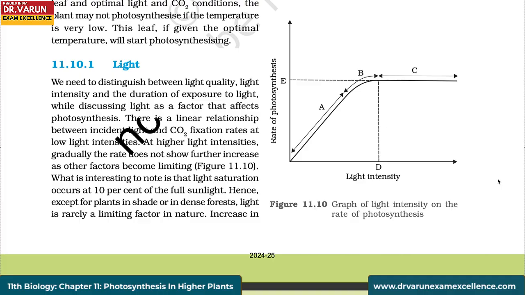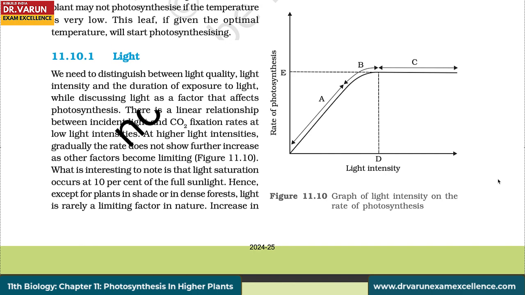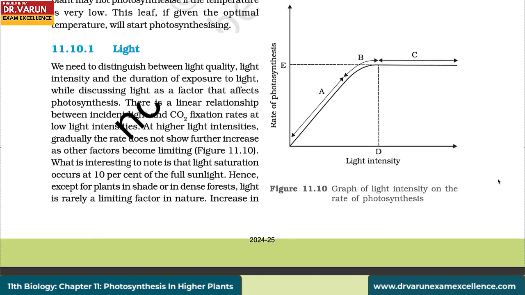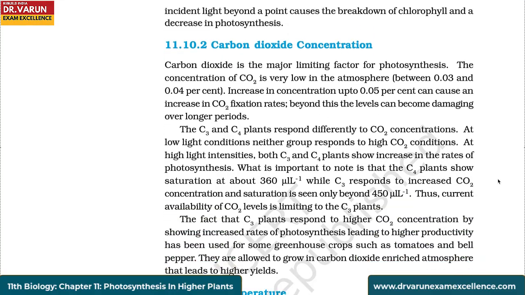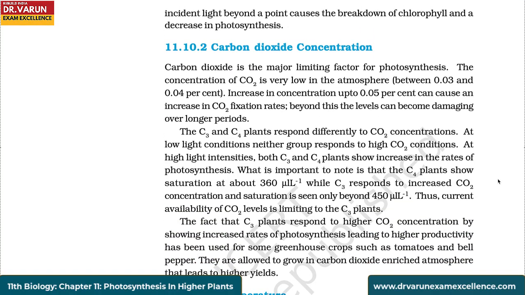There is a linear relationship between incident light and carbon dioxide fixation rates at low light intensities. At higher light intensities, gradually the rate does not show further increase as other factors become limiting. What is interesting to note is that light saturation occurs at 10% of the full sunlight. Hence, except for plants in shade or in dense forests, light is rarely a limiting factor in nature. Increase in incident light beyond a point causes the breakdown of chlorophyll and a decrease in photosynthesis.